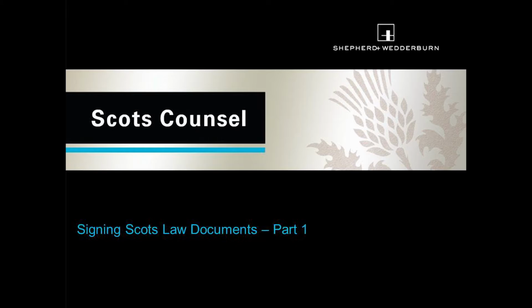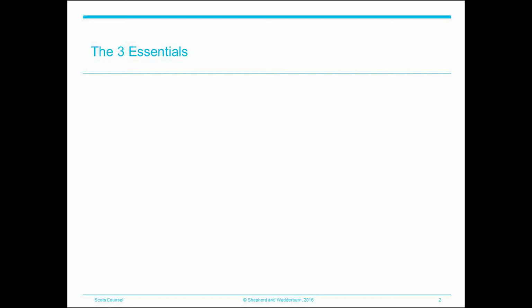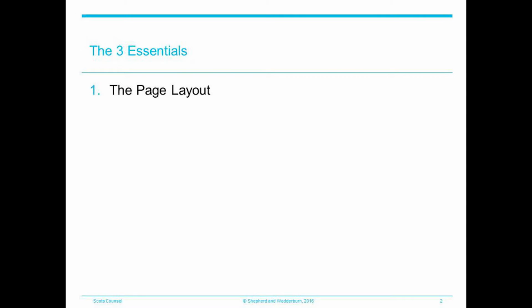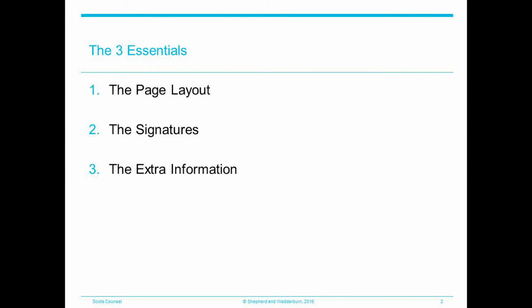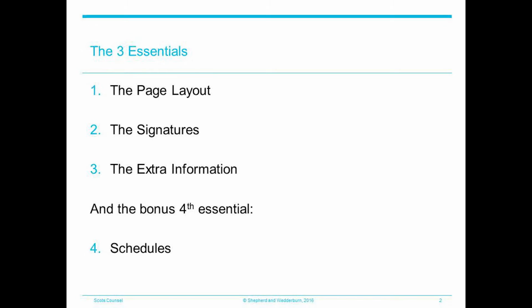The rules that we're talking about today are governed by the Requirements of Writing (Scotland) Act 1995. These rules confer formal validity under Scots law if a document is signed in accordance with the rules. We're going to look at the technical nuts and bolts, where the execution block needs to sit in the document, how you sign, and the information that needs to be added to the document to complete execution. We'll also have a quick look at how you sign schedules too.